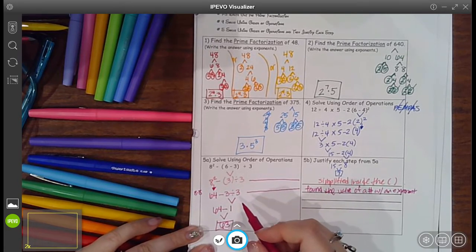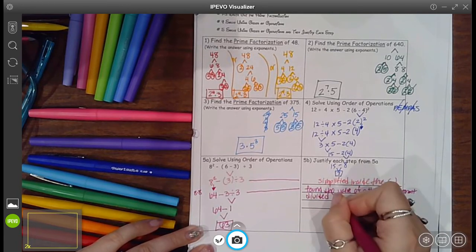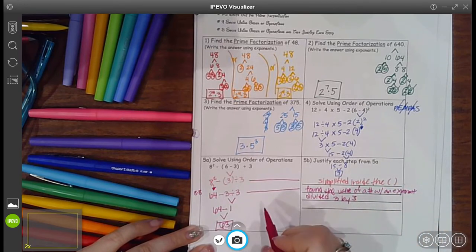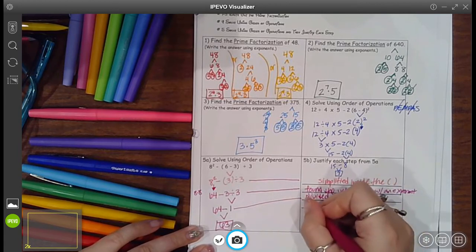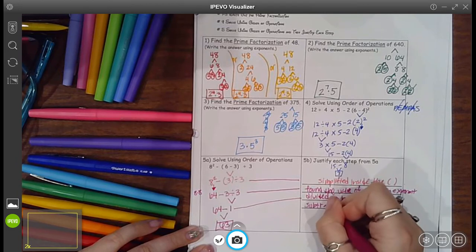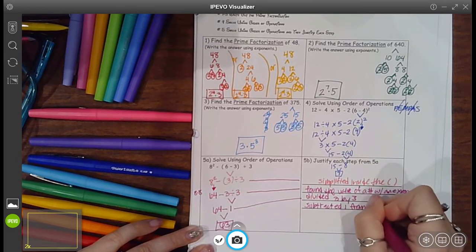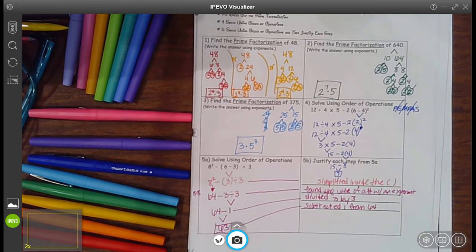Okay, what about from here to here? What did you do? You divided 3 by 3, right? That's how you went from this step to this step. And then how'd you go from this step to this step? How'd you get to 63? You subtracted one from 64. And there you go.